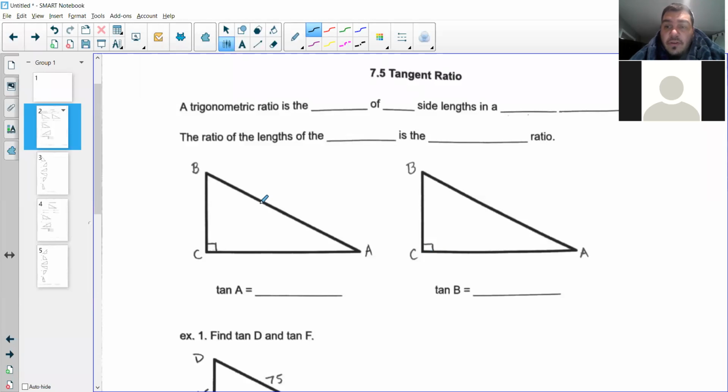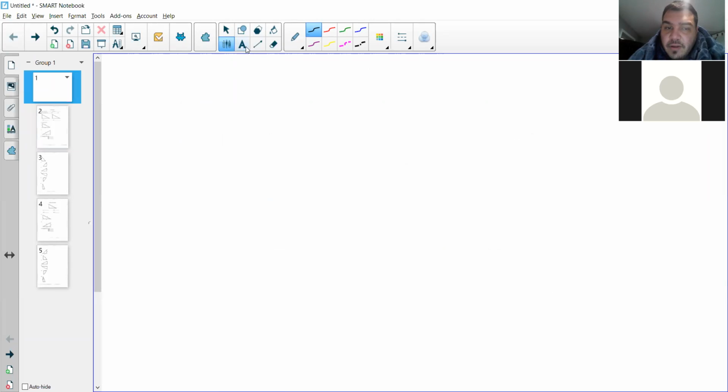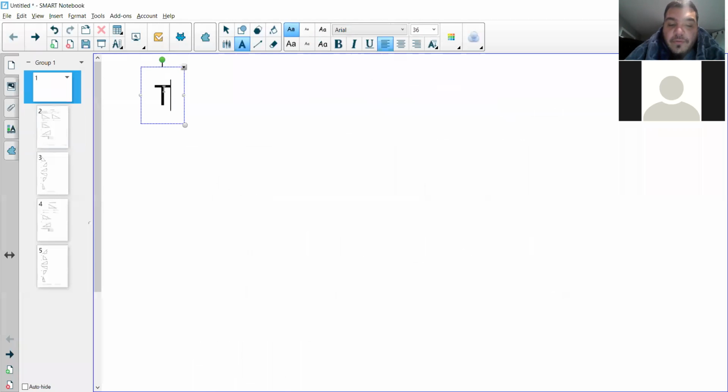All right, so today we're going to do 7.5 tangent ratios. But before we actually do tangent ratios, I'm going to talk about what is trigonometry. So what is trigonometry, or for short, trig?